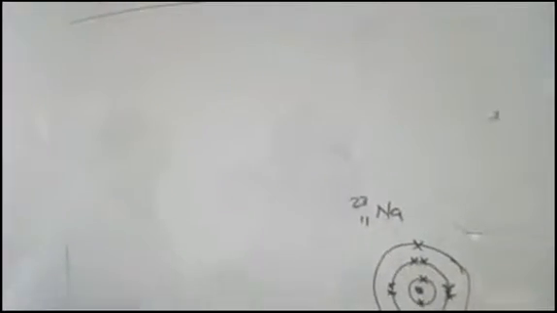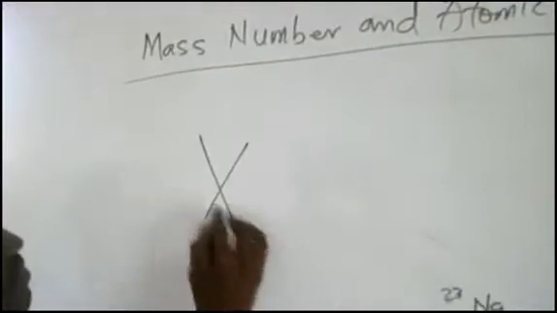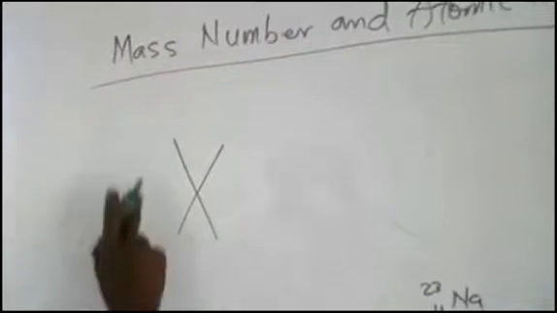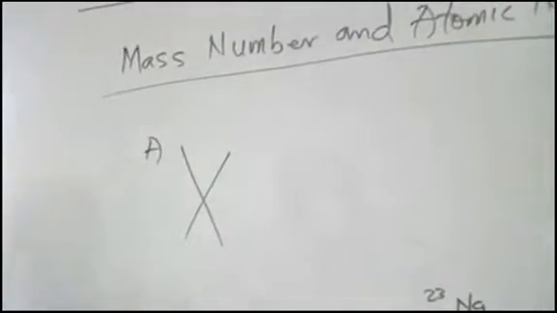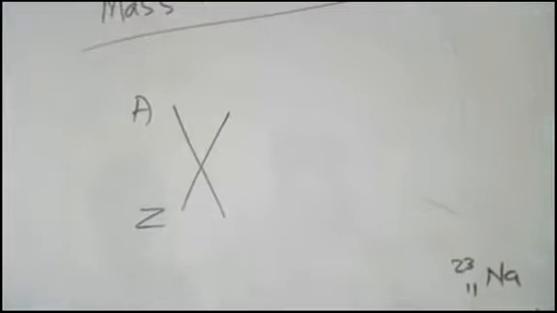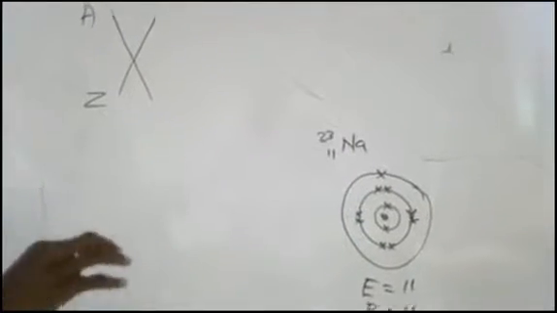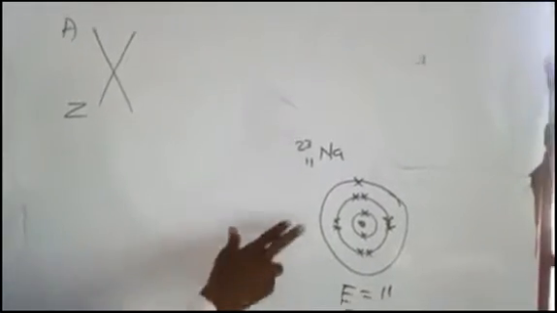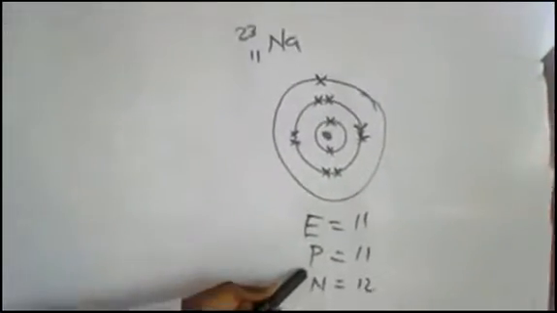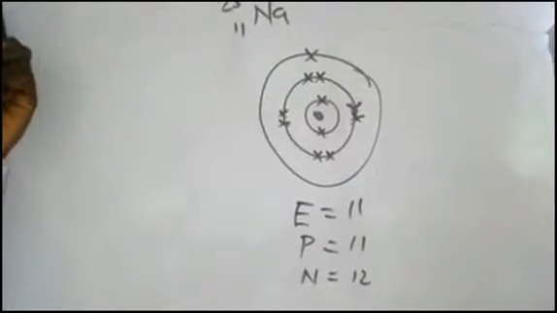Then let's move on to mass number and atomic number. This is how we represent an element. The mass number is going to be up here, while the atomic number will be down here. Mass number is represented by the letter A and atomic number by the letter Z. The atomic number is the number of protons that we have in an atom of an element. Just like in this structure of sodium, we have 11 protons.